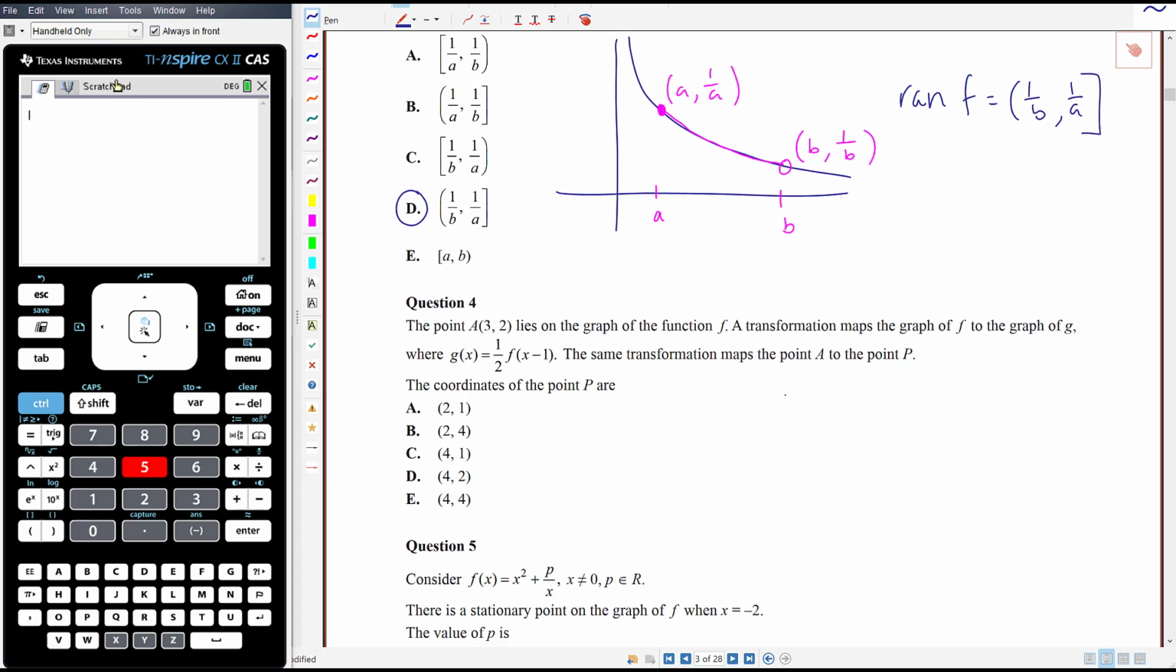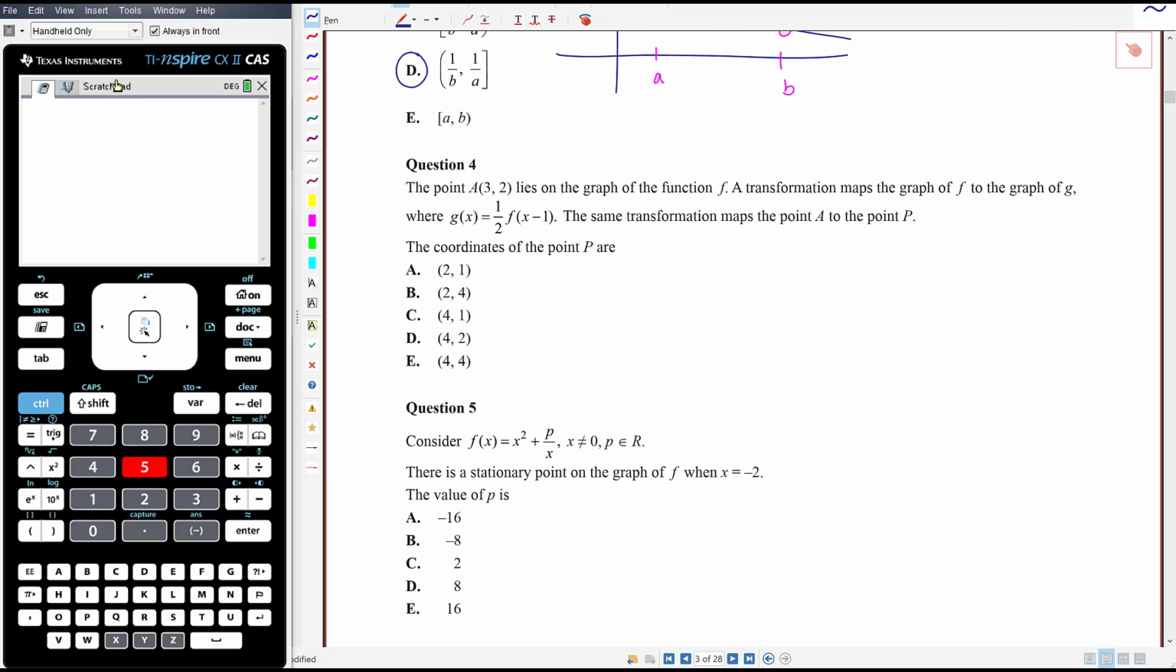Okay, question 4. The point A (3, 2) lies on the graph of the function f. A transformation maps the graph of the function f to the graph of g, where g of x is half f of x minus 1. The same transformation maps the point A to the point P. The coordinates of P are.